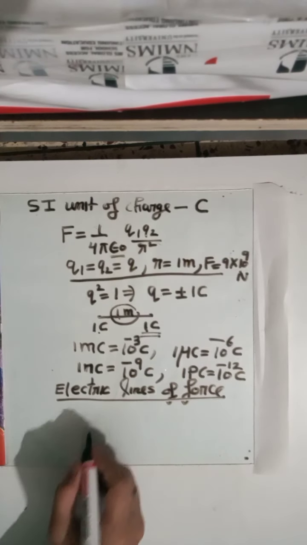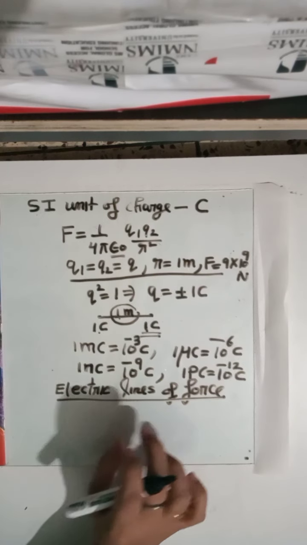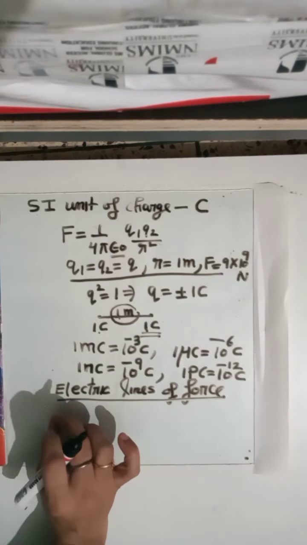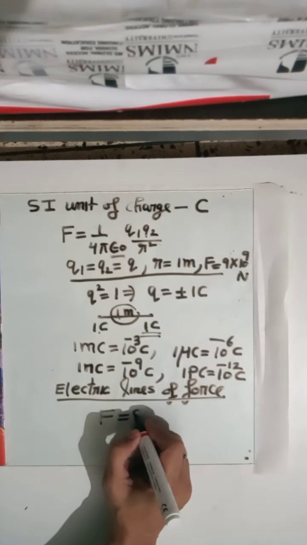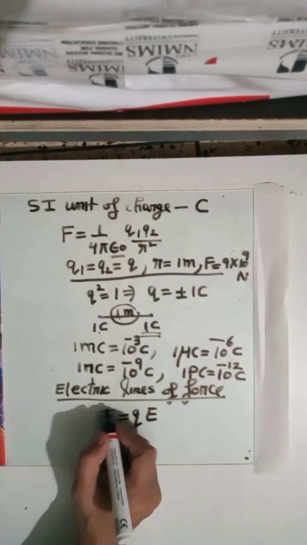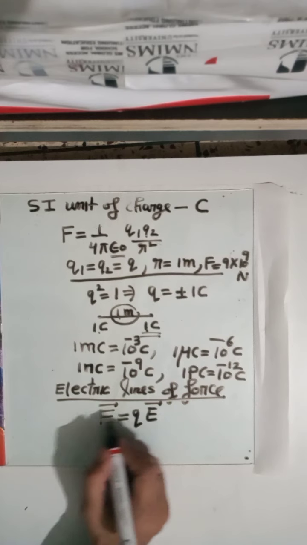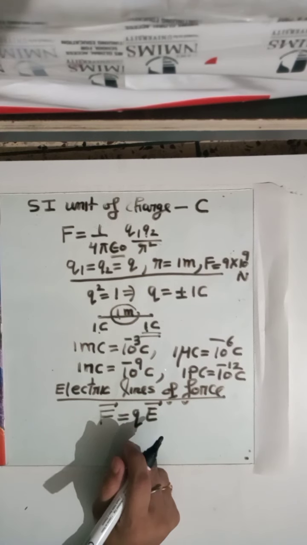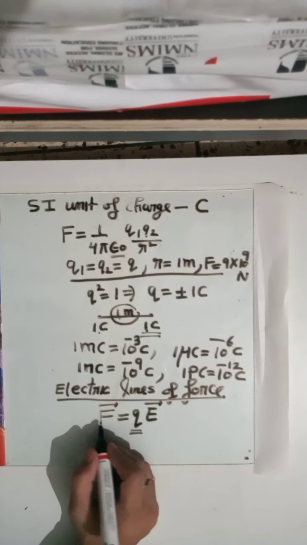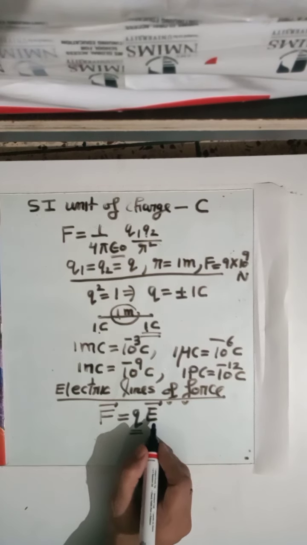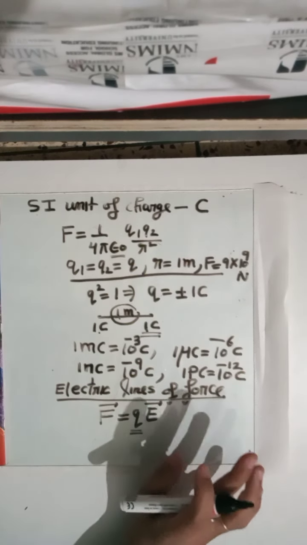You know that when a charged particle is placed in a uniform electric field, it experiences a force. The value of force is given by F is equal to Q into E. Electric field is a vector quantity and force is also a vector quantity. If Q is positive, the direction of the force is the same as the direction of the electric field. If Q is negative, the direction of the force is opposite to the direction of the electric field.